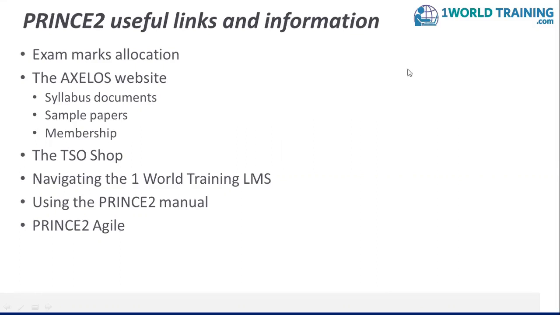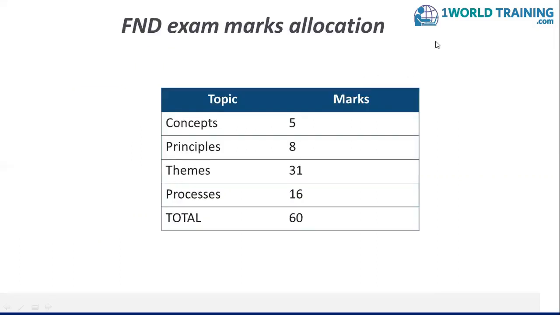Firstly, we look at how the marks have been allocated for the Prince2 Foundation exam. The Foundation exam has a total of 60 marks, 1 mark per question, and 33 required to pass the exam. There are 5 marks reserved for the concepts, 8 for the principles, 31 for the themes, which is a big number, and 16 for the processes.